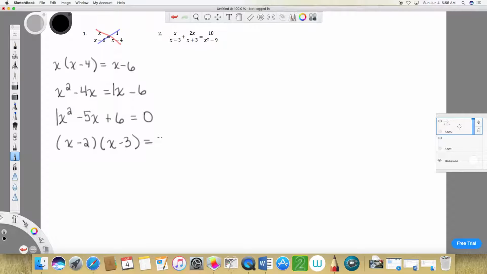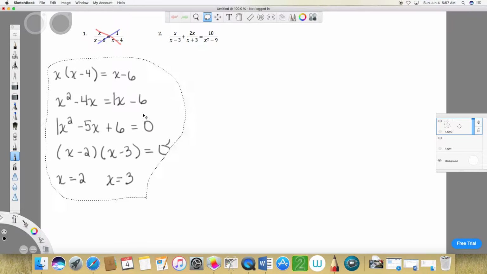And then you can easily see that if you have these two numbers multiplied together give you 0, that 2 minus 2 is 0, and 0 times anything is 0, or that 3 minus 3 is 0, and 0 times anything is 0. So we have to double check and make sure. Let's go back to the original equation and make sure that neither one of these values cause division by 0.